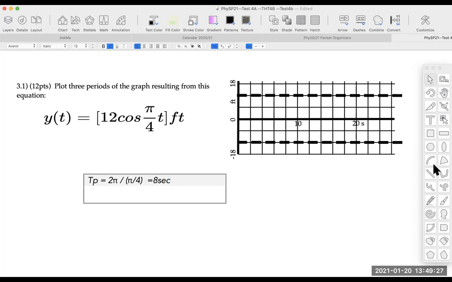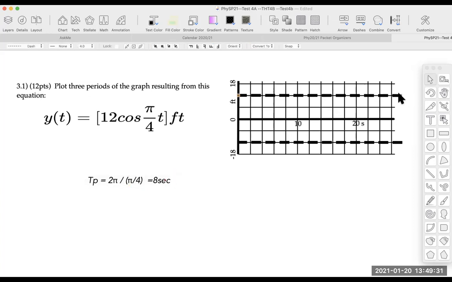So now I know another boundary condition here. I'll duplicate that. Another boundary condition is every 8 seconds, I repeat the pattern.